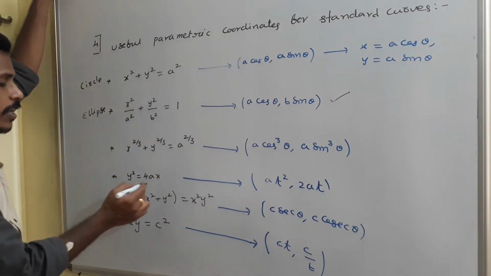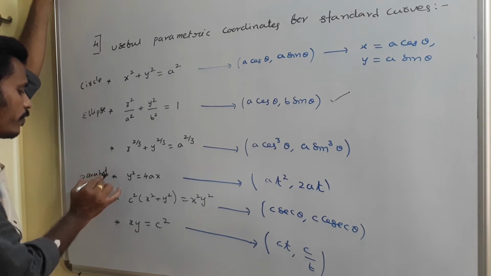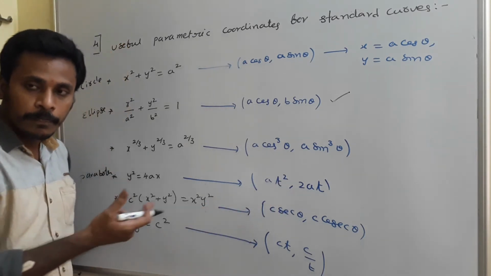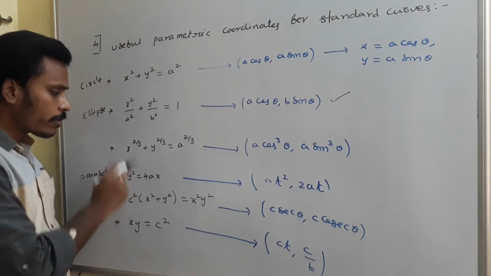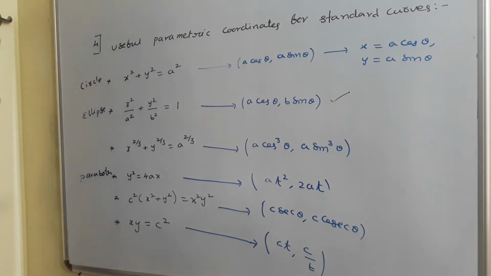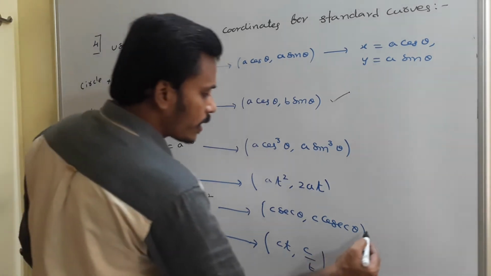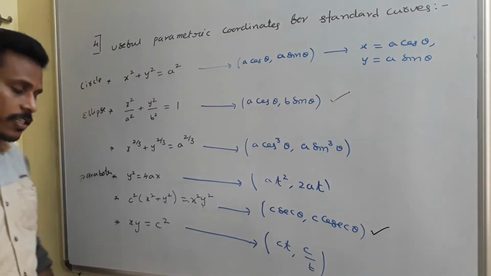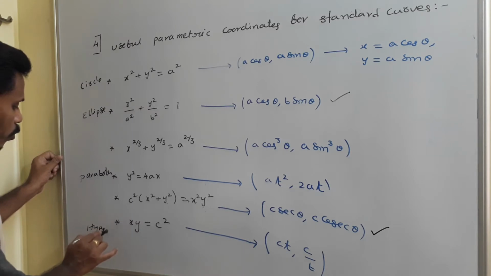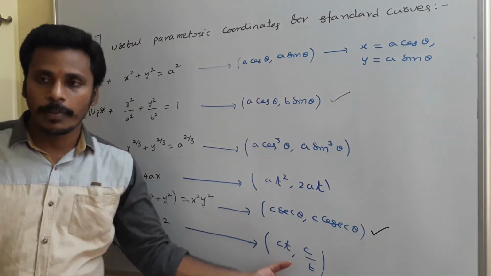For y square is equal to 4ax, the shape of the curve is a parabola, and for this curve at square comma 2at is the general point. You just memorize it and use it to solve different problems. And for this curve, c square of x square plus y square is equal to x square y square, c secant theta comma c cosecant theta is the general point. And for xy is equal to c square, in general it is a hyperbola, and for that the general point is ct comma c by t.